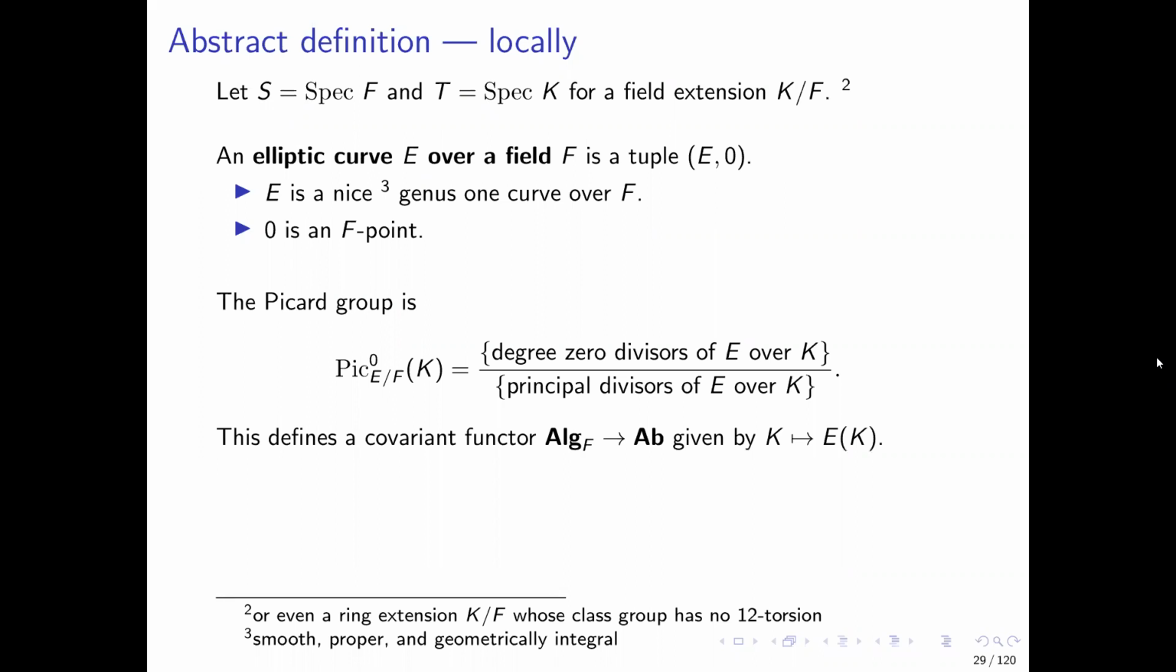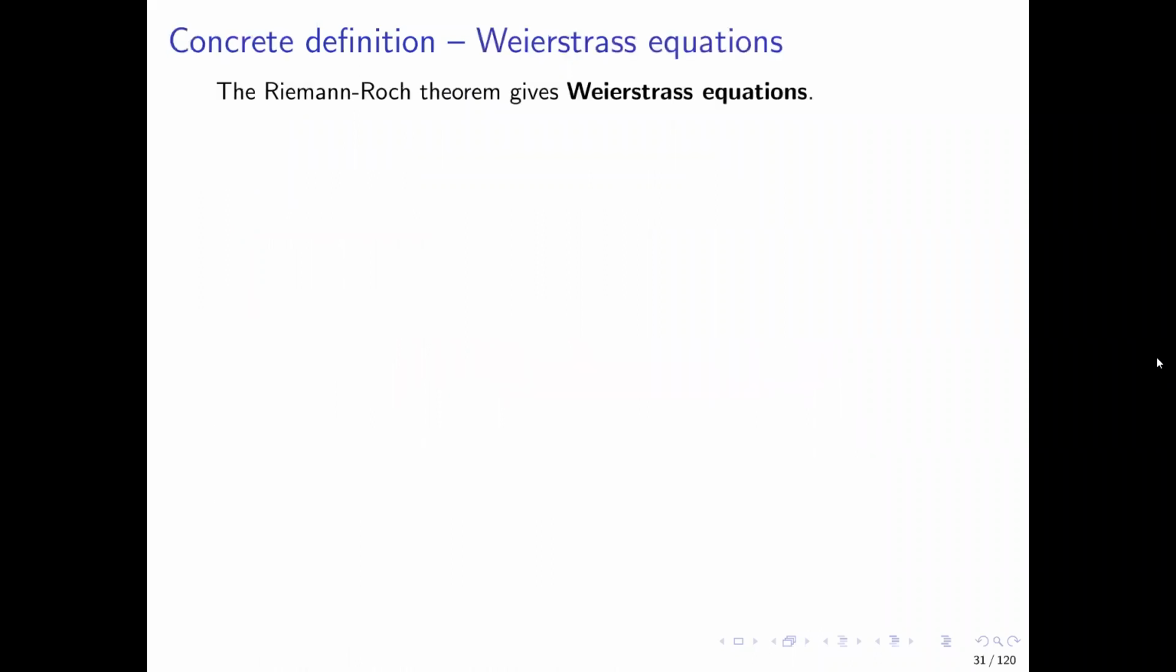So then, using this description, instead of a functor from the category of S-schemes to abelian groups, you get a functor from the category of F-algebras to abelian groups by sending K to the K-points of E. Now this group law is free, because I told you what the group is exactly. But the problem is we don't have equations. So what's going on? If you don't understand anything from these two slides, it's fine, because I'm going to tell you what the equations are exactly.